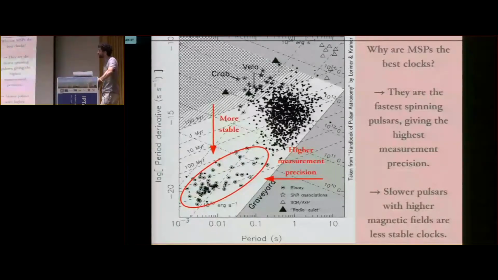But empirically, we also see that the lower magnetic field strength pulsars have a lower amount of what's called timing noise, which we'll get back to. That means effectively that they're more stable clocks. So pulsars in this region of the diagram are the best clocks for high precision pulsar timing.